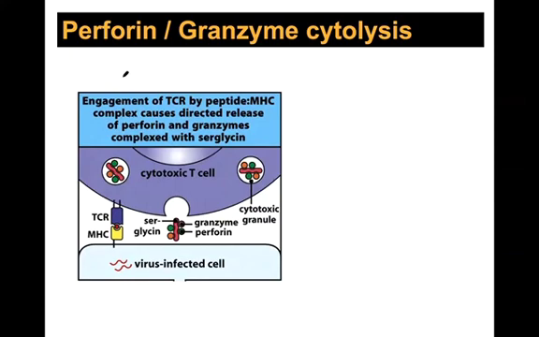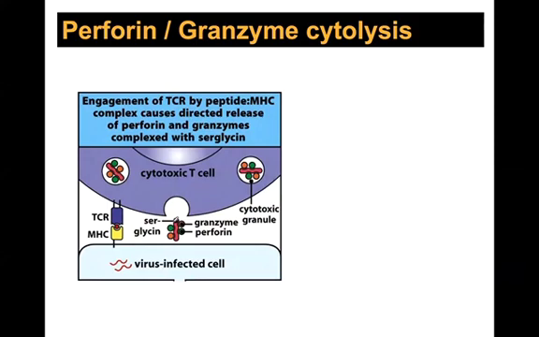Okay, so how does a T cell kill a target cell? Well, the main things that it's going to release are proteins called perforin and granzymes. Okay, perforin is a granzyme transporter. Granzyme is the protein that actually kills the target. These are held in the T cell by a scaffold protein called serglycin.